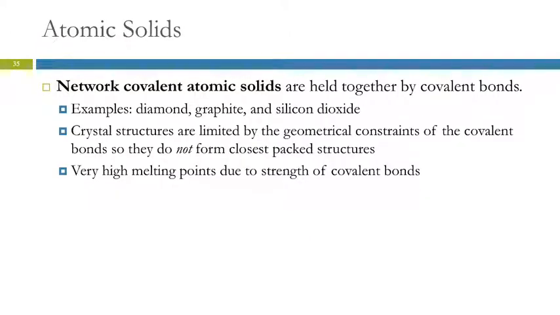Network covalent solids. Here, the atoms are held together by covalent bonds. Diamond, graphite, silicon dioxide, these are all network covalent solids. Here, we do not have closest packed structures forming because it's not just spheres falling together like balls. There are covalent bonds. Covalent bonds have geometries of how the orbitals overlap. And so the structure is limited by the geometry of the bonds that are formed. Network covalent solids tend to have very high melting points because covalent bonds are very strong, holding them together.